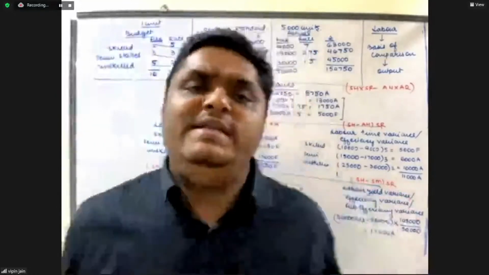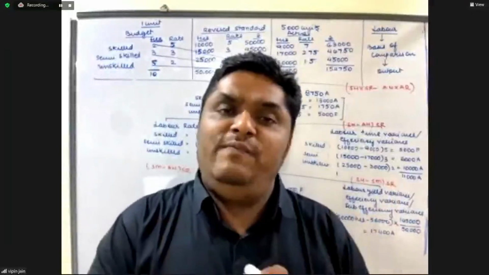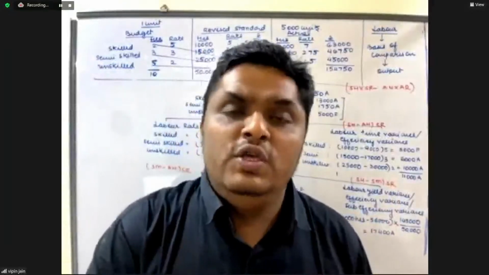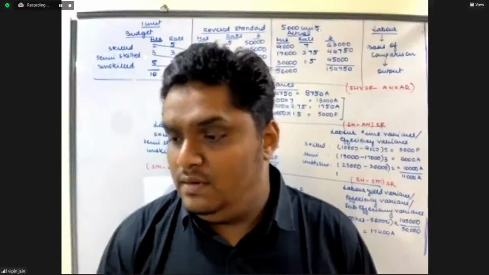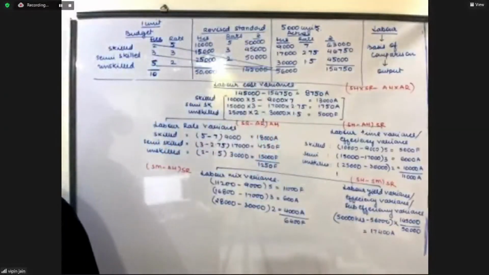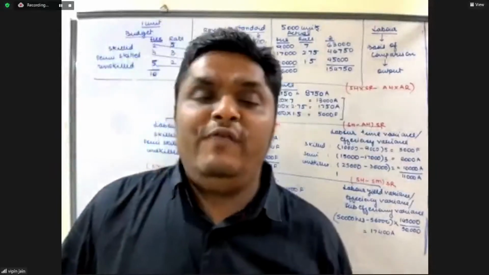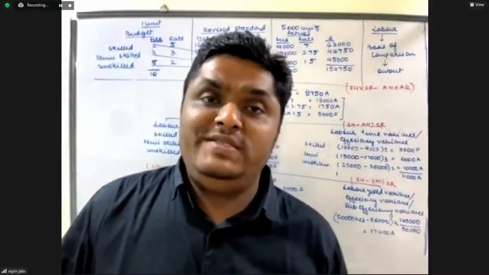So everything is same, no change, only the names are changed. That is, in case of price, it is rate. In case of usage, it is time. Giving you 3 to 4 minutes time or 5 minutes time, I request you guys to please copy.